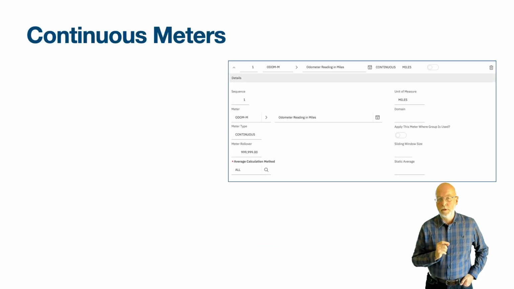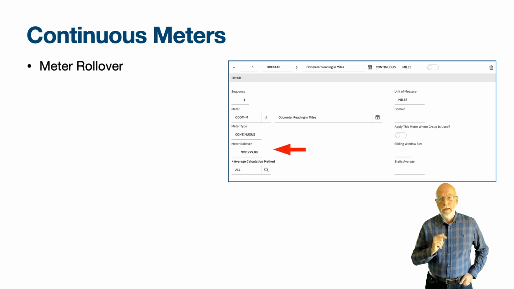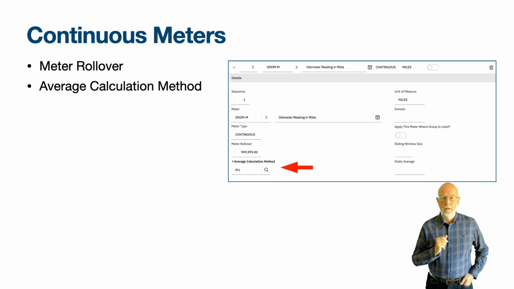For continuous meters only, additional setup is required in the details area of the meter in the meter group as shown on the right. For continuous meters, you should add the point at which the meter will roll over, and I would use the decimal places. The field average calculation method determines how the average units per day field is calculated for the asset or location meter. This is used by meter-based preventive maintenance to determine when the PM will fall due.